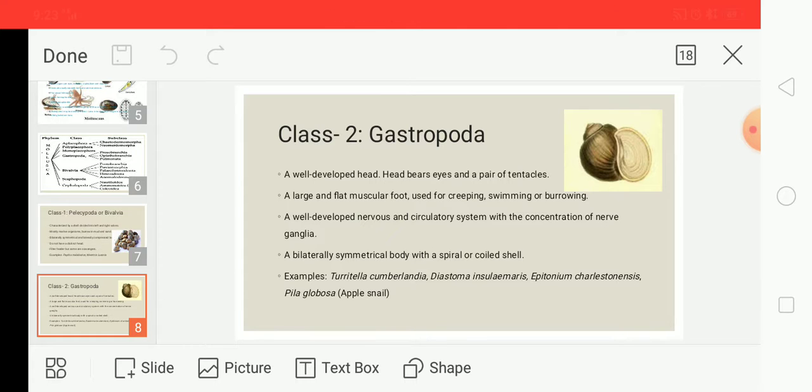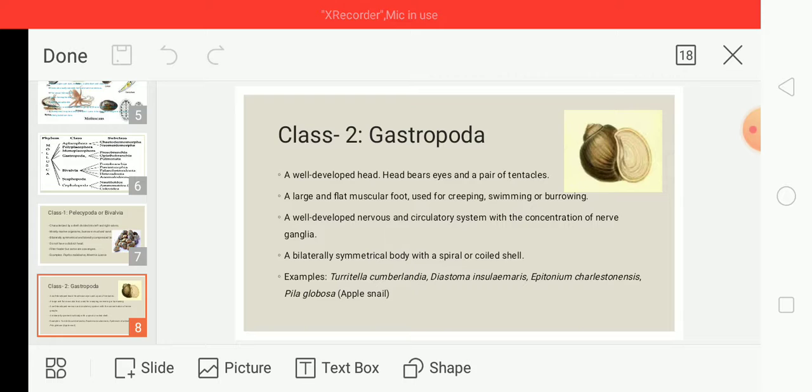They have a distinct head which bears tentacles, eyes, and a mouth. Respiration takes place by gills as well as by lungs, because they possess both habitats, marine and terrestrial forms. The visceral mass is turned through 180 degrees by torsion. Torsion is one of the important characteristic features of class Gastropoda.